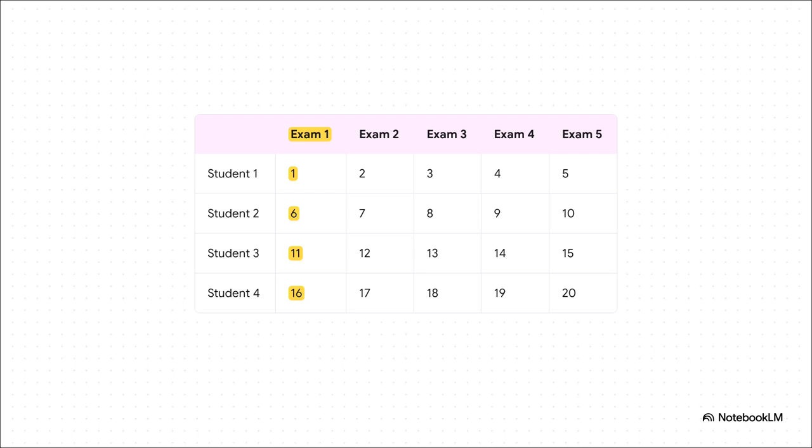Now, getting a column is where it gets really powerful. For this, we use the colon. The colon is basically a wildcard. It means select everything for that particular dimension. So grades[:, 0] is us telling NumPy, hey, give me all the rows, but only the very first column, column 0. And just like that, you get every student's score for exam 1.